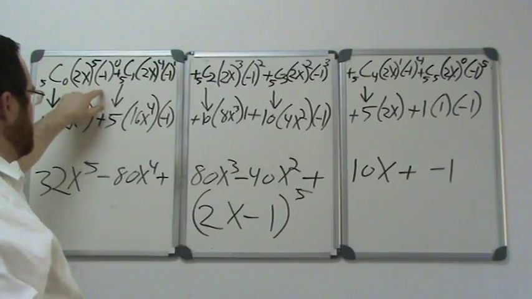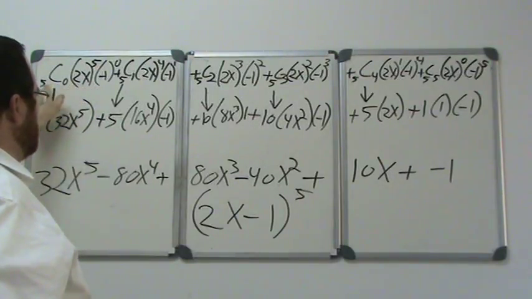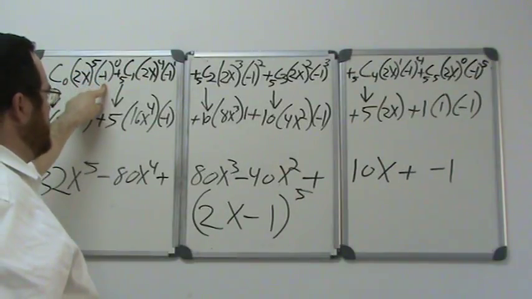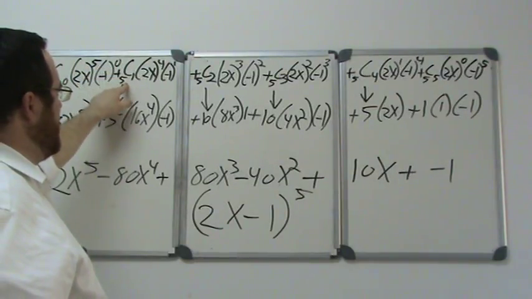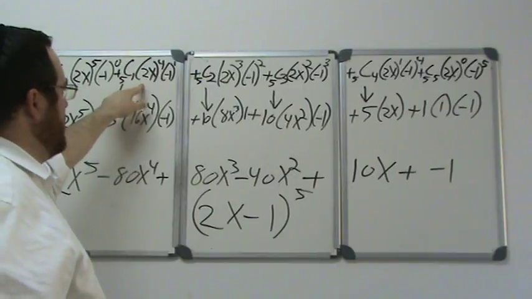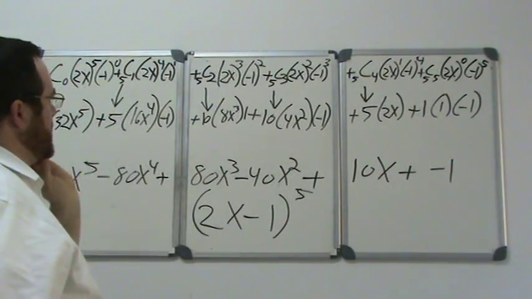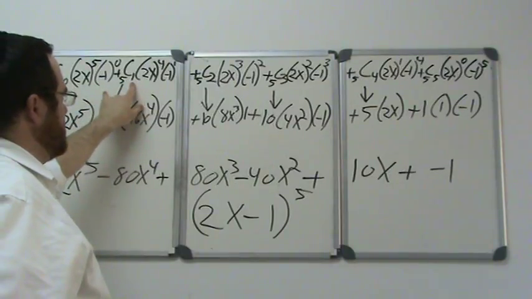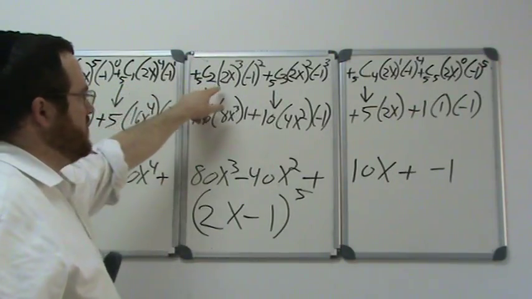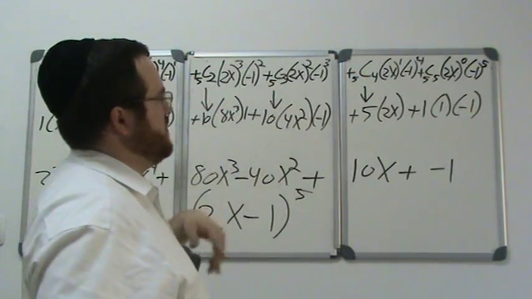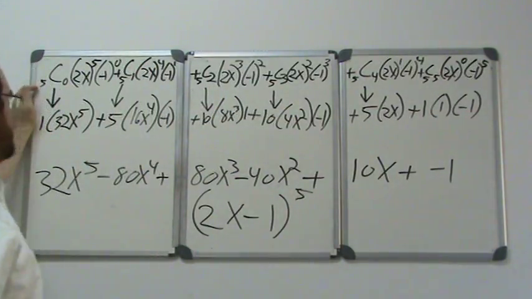And as you see it, so it's first 5 combination 0 times 2x to the 5th power times negative 1 to the 0 power plus 5 combination 1 times 2x to the 4th power, negative 1 to the 1st power. As you see, as we take more combinations, as it becomes 5 combination 1, 5 combination 2, 5 combination 3, the negative 1 is getting the same power. So again, let's start from the beginning.